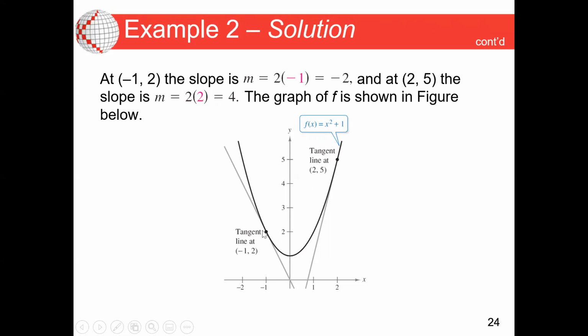And we can see from the graph that it's decreasing. At the tangent line, the graph is decreasing, so it's a negative value for the slope. Now, on our right side, it's increasing. So we get +4.